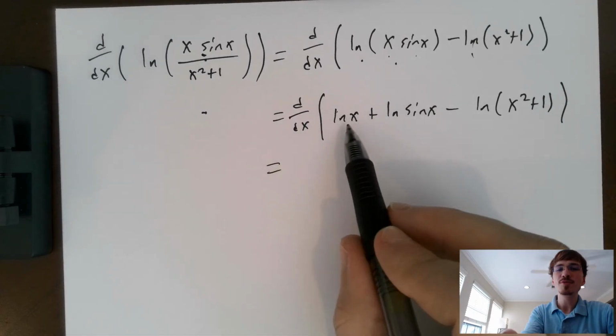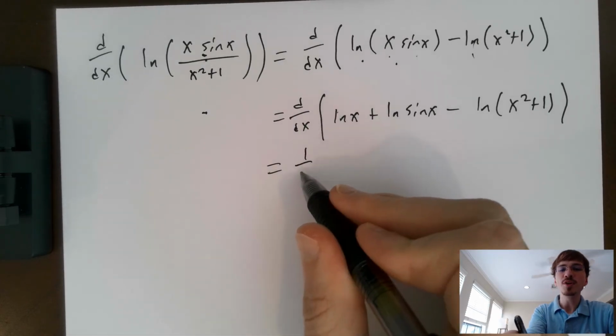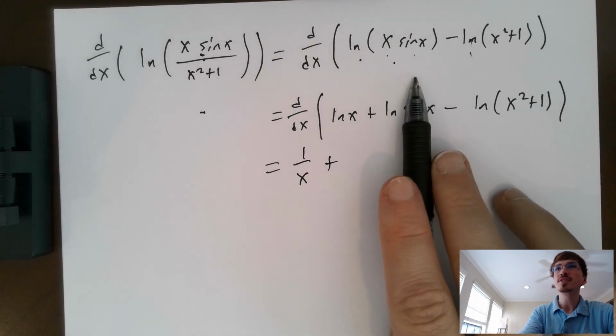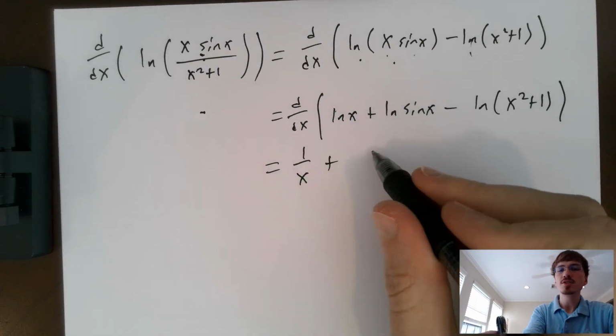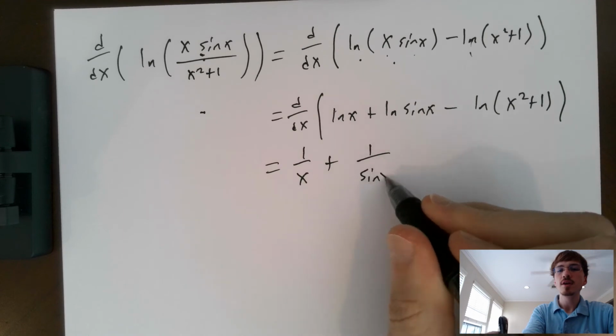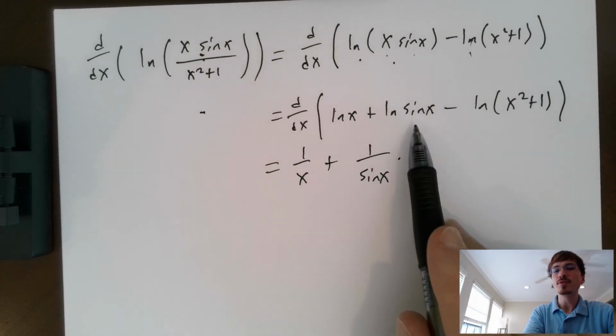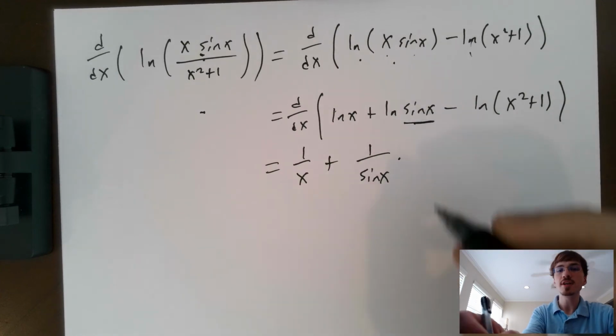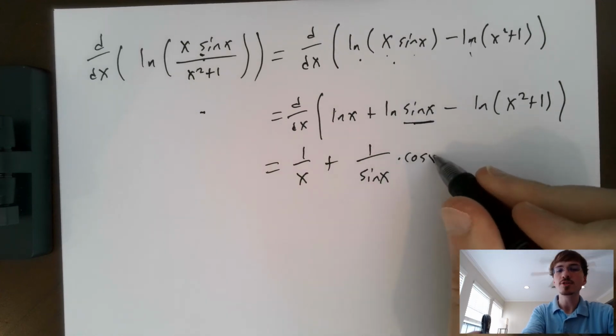Alright, so the derivative of the natural log of x is of course 1 over x. What's the derivative of the natural log of stuff? It's 1 over stuff, right? And now we need to multiply by the derivative of what's inside. My inside function here is sine of x, and what's the derivative of sine of x? That's cosine of x.